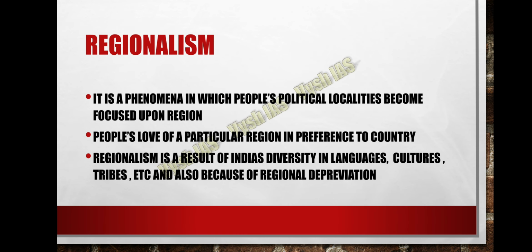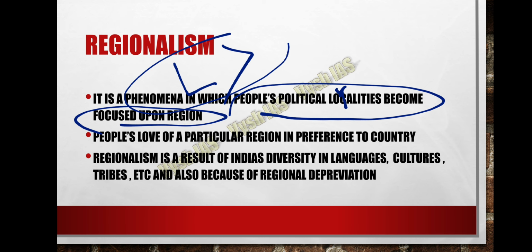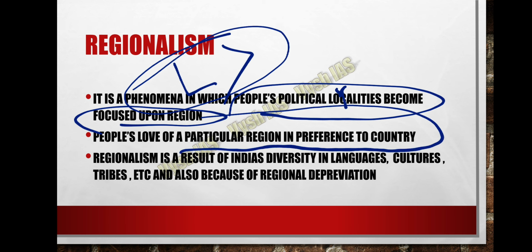So now let's see what regionalism is. What is the definition of regionalism? We have discussed what a region is, right? Now let's discuss what regionalism is. Actually, it is a phenomenon in which people's political loyalties become focused more upon the region. I have told you, right? It is not localities, it is loyalties: the loyalties of people towards the region become more than towards the country as a whole. People's love for a particular region is in preference to the country.